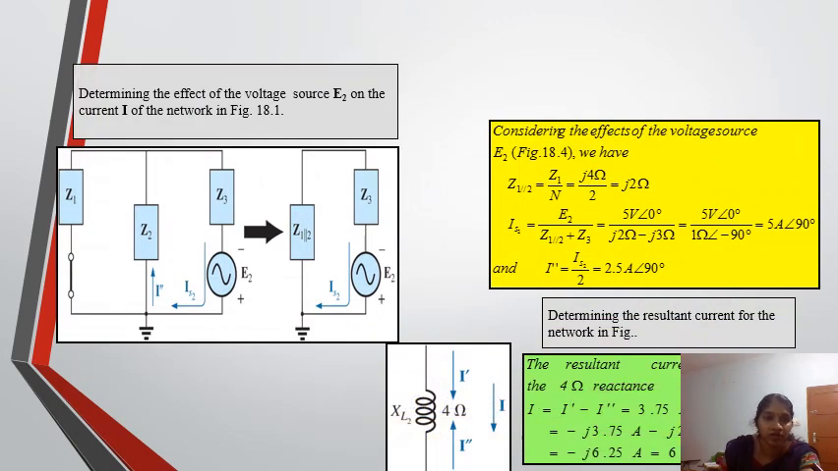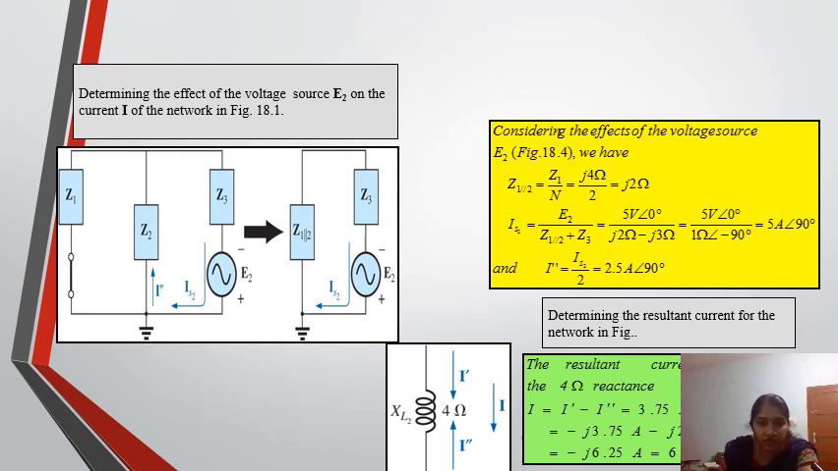Next, we consider the second source, that is E2. We remove the effect of E1 by shorting it out, and in a similar way we can find the short circuit current and I double dash. I think you can understand the steps.